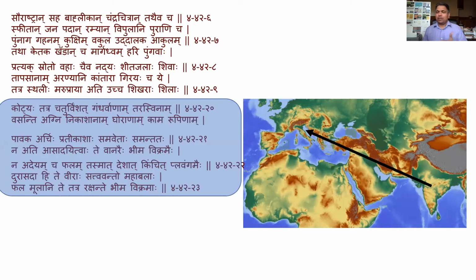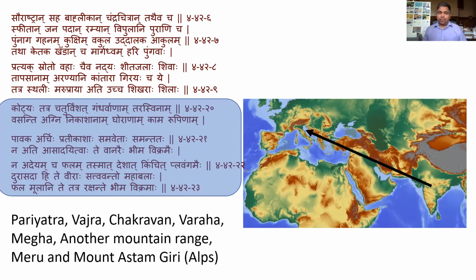Naturally, starting with central India, it is describing modern-day Afghanistan, Pakistan, Iran, Iraq, Turkey, all right? But it's going even beyond, all the way to the Alps. Many mountain ranges are named with names that were familiar in those times, such as Pariyatra, Vajra, Chakravan, Varaha, Megha. Another huge mountain range is described without giving a specific name, Meru and Mount Astam Giri.